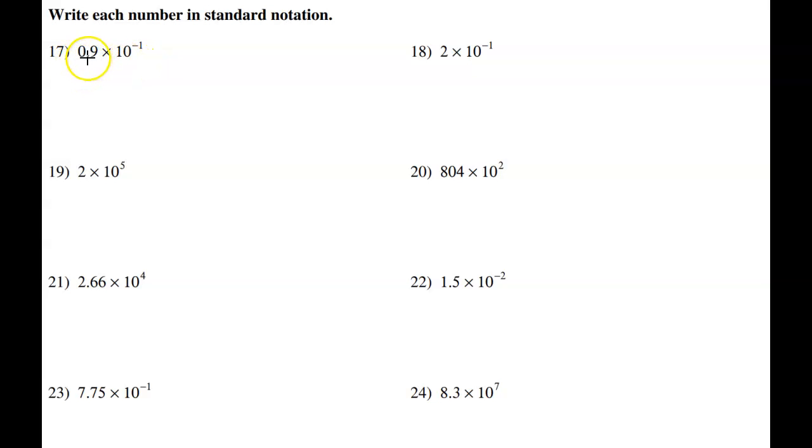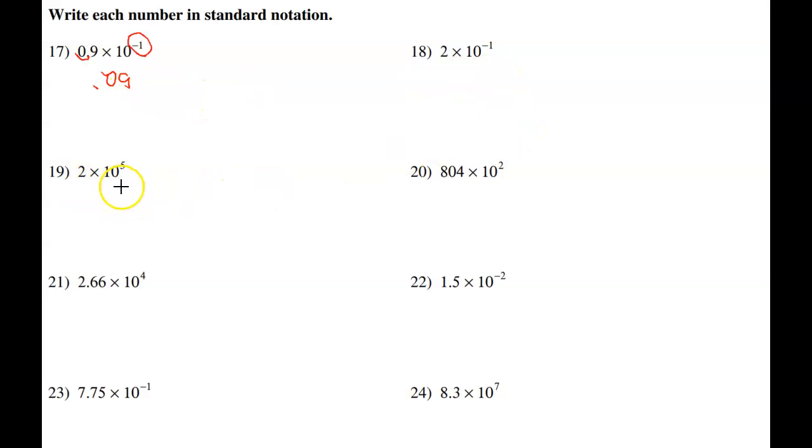This is 0.9, and I'm supposed to move the decimal point one place. Now that negative says that when I get done, it's got to be a number less than 1. So that 9 has got to move that decimal place, which is here, one place, and I'm going to have to move it to the left in order to make that number smaller than 1. So then the answer for that is 0.09.